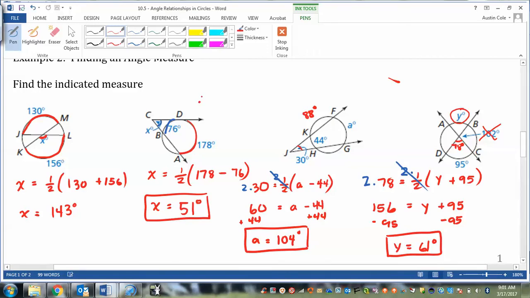An issue is when people say, hey, 1/2 the big arc minus the little arc, they think 88 is the big arc because it's the big number and it's sitting there. But that doesn't apply to this problem whatsoever because we need the intercepted ones inside the angle. Questions on these four?